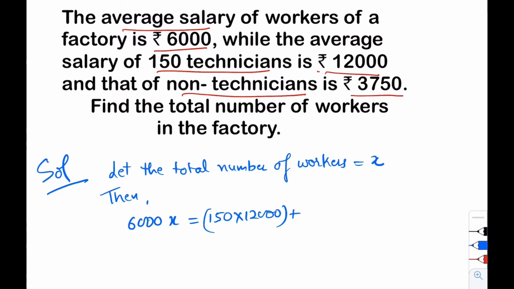Now plus, the non-technicians are x minus 150. So x minus 150 non-technicians, and the average salary of x minus 150 non-technicians is 3,750.